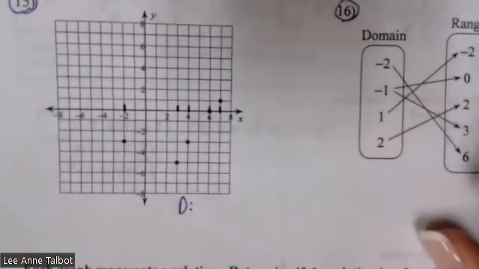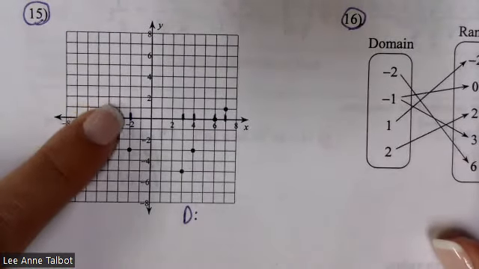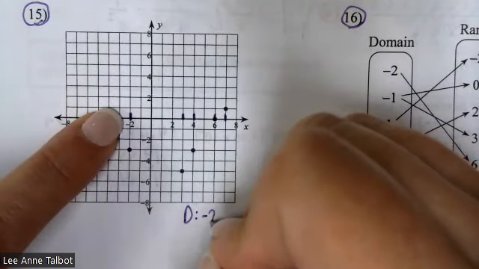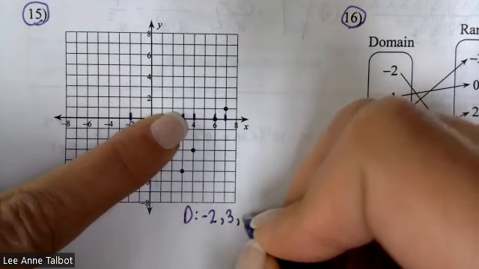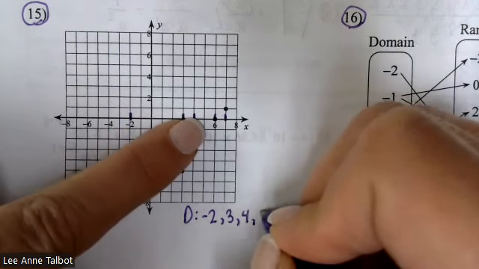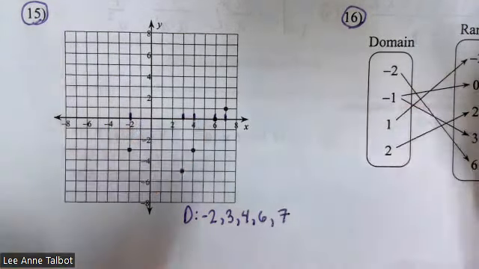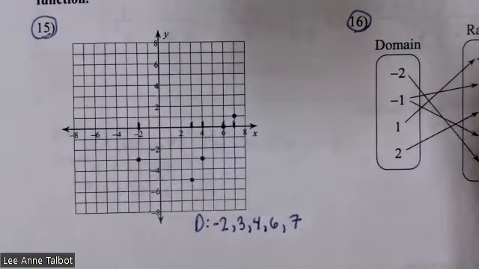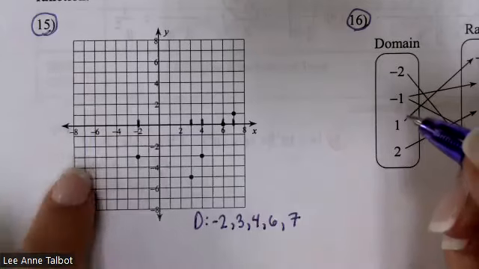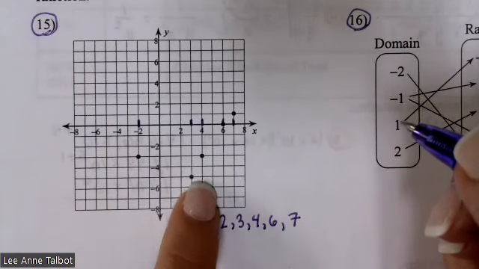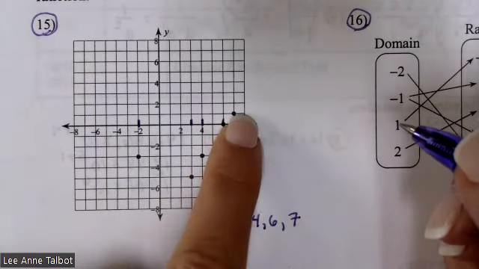I'm going to list the x's from least to greatest. So -2, 3, 4, 6, and 7. I got that right. -2, 3, 4, 6, 7.